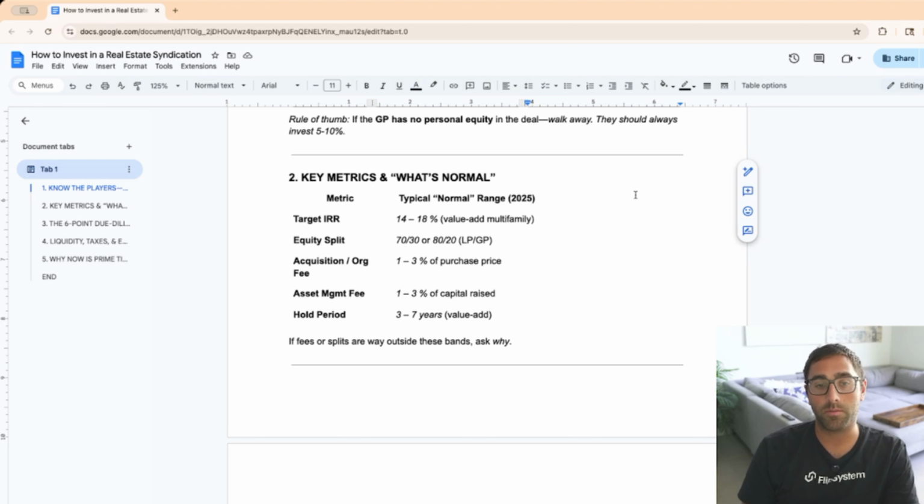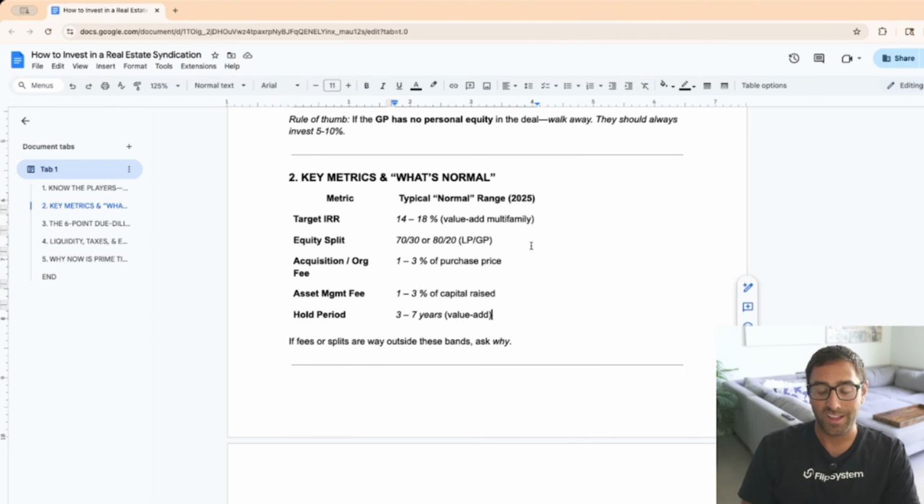And it's the return you would make year over year, because most of these deals are gonna be a 3 to 5 year period. Most of the deals that we do with our real estate syndication is a 5 year. So if you're making a 15% IRR, you're gonna make a 15% return year over year for 5 years straight, okay? So typical real estate syndications are going to be 14 to 18% for value add multifamily. The equity split is typically going to be 70-30 or 80-20, with the LP getting most of the profit. And so equity split is really just the profit share.